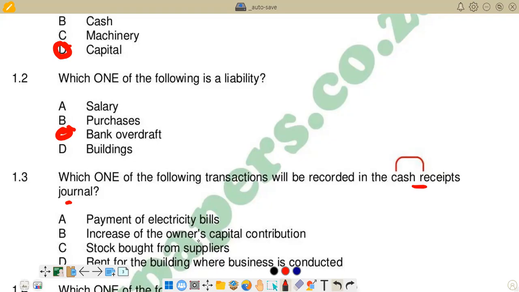And we are going to see that we are receiving cash as a business. So it is recorded in the cash receipts journal. Then C, stock bought from suppliers, money is actually going out. And then we go to D, rent for the buildings where business is conducted. We are also paying rent here, money is going out. So the only response where money is being received, we are seeing it on B. So B becomes the most appropriate.